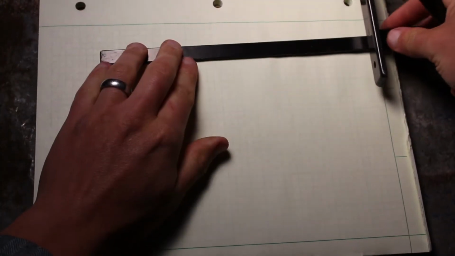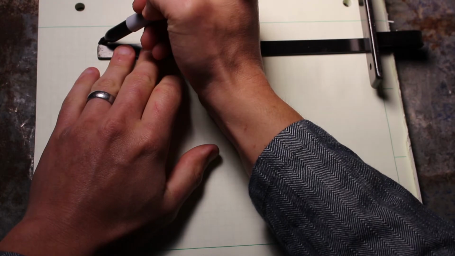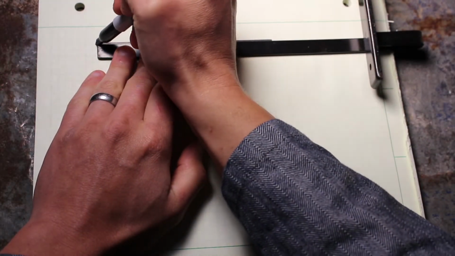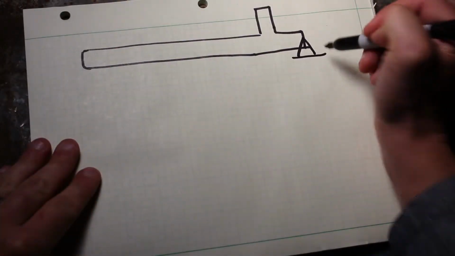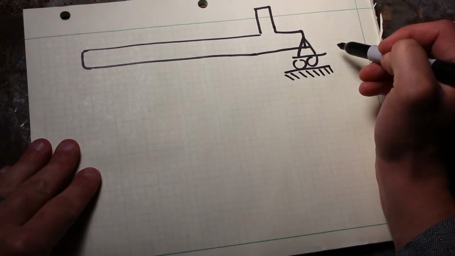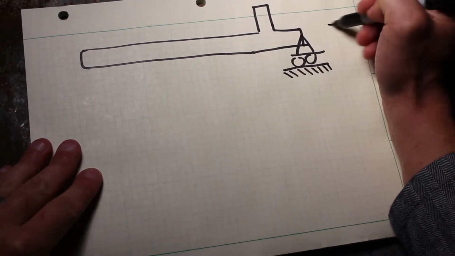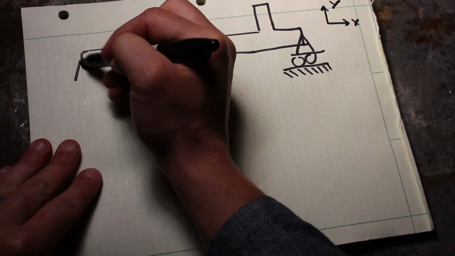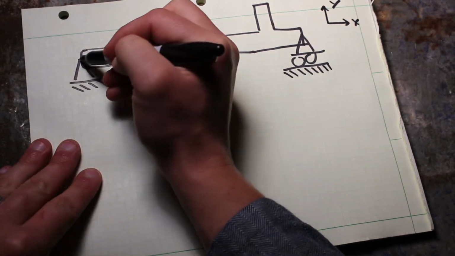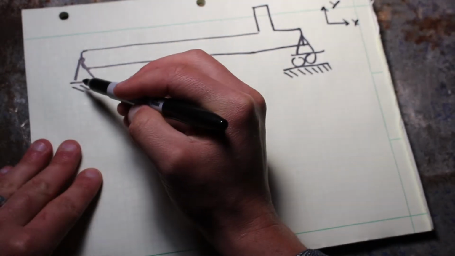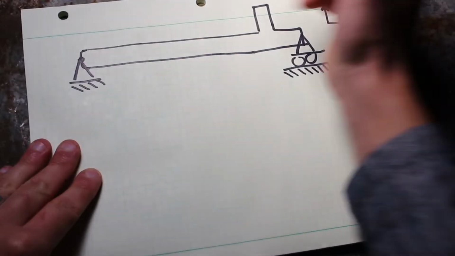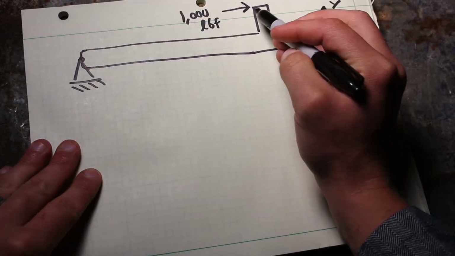Let's say, for example, we have a simply supported beam. Simply supported just means we have a pin connection at one end with a degree of freedom in the x direction, assuming x is horizontal. And at the other end, we just have a pure pin connection that restricts motion in the x and y directions. Let's say we have a 1,000-pound force acting on this little nub here.